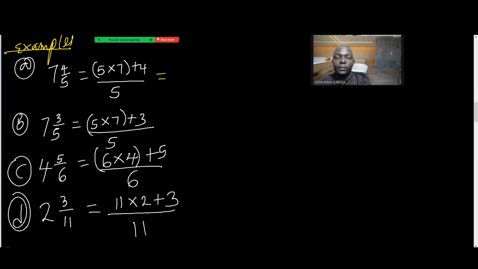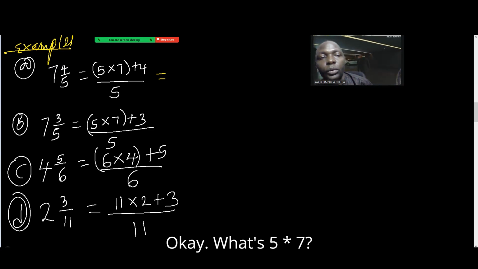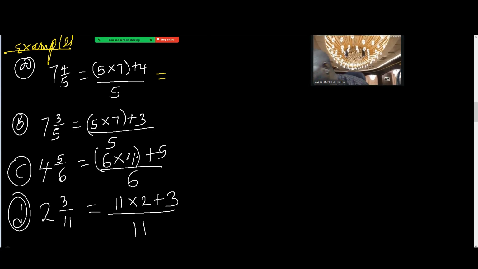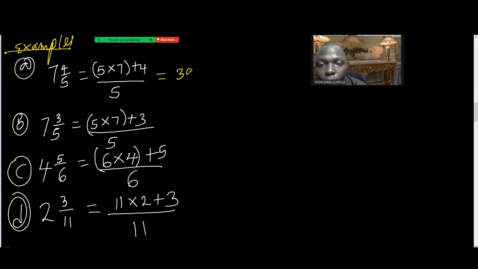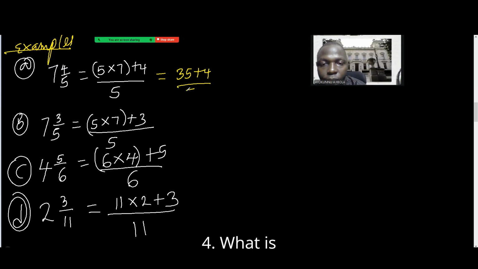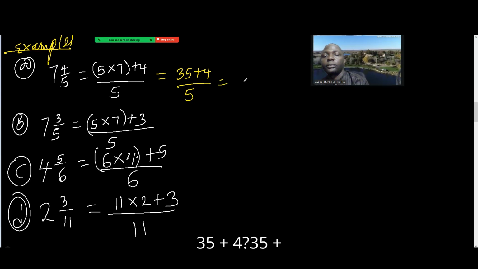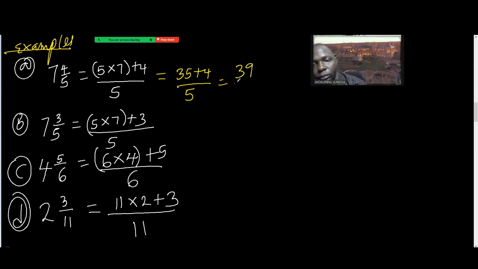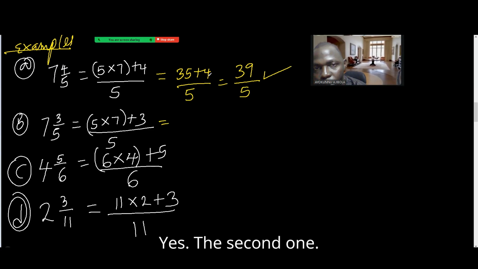What's 5 times 7? 5 times 7 will be 35. Plus 4. What is 35 plus 4? 35 plus 4 is going to be 39. Is that clear? Yes.